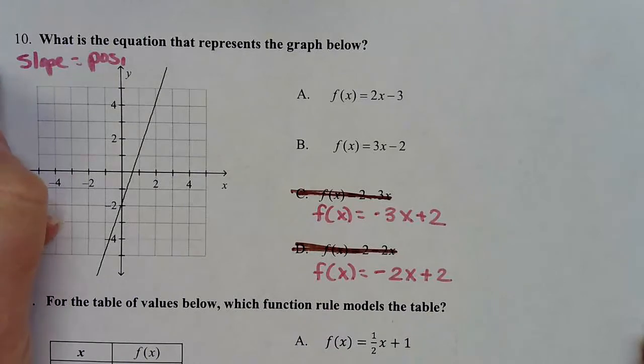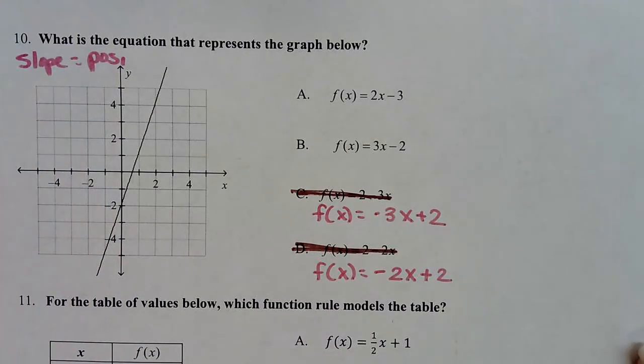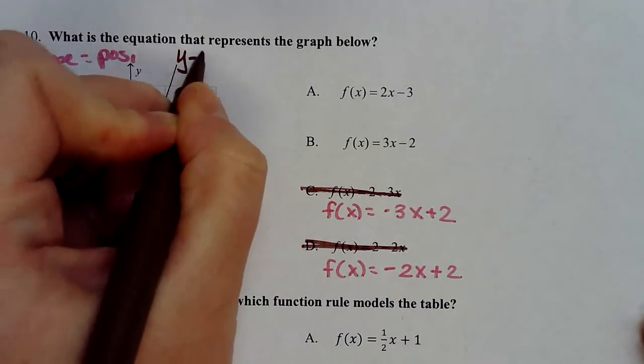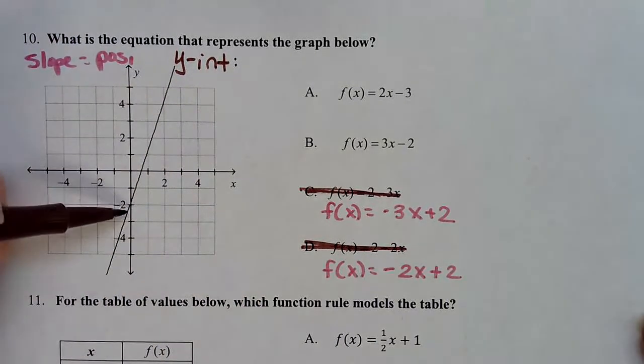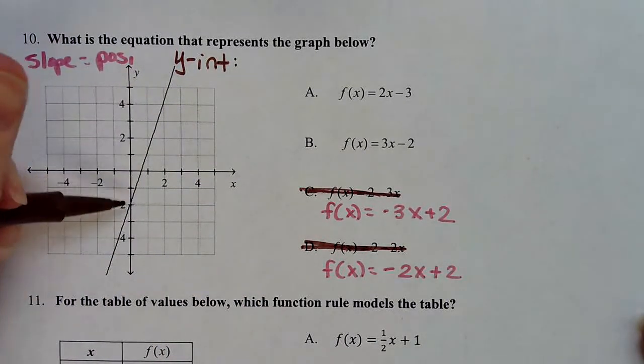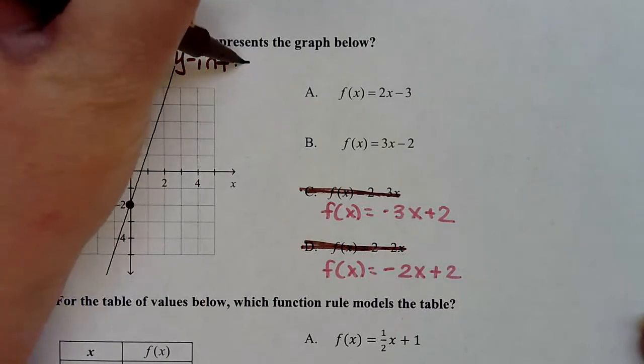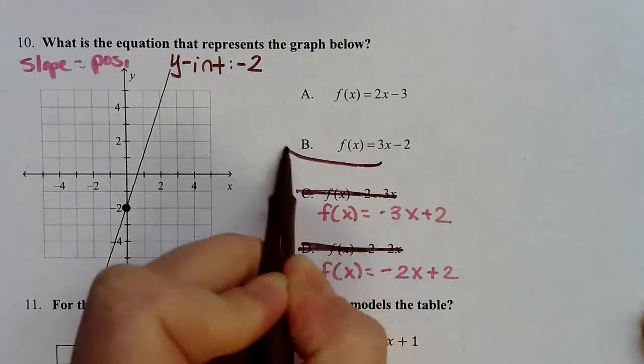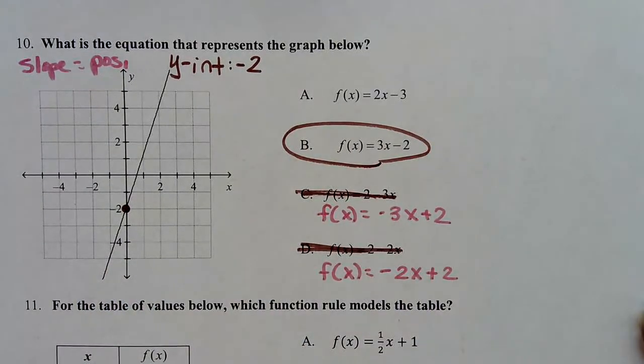Once you've identified the slope, or kind of eliminated the ones that give you negative slopes in this case, then you're going to want to look at the y-intercept. So the y-intercept is where your graph is crossing the y-axis, and in this case, it's at negative 2. The only one that has a y-intercept of negative 2 is B, and that's your answer.